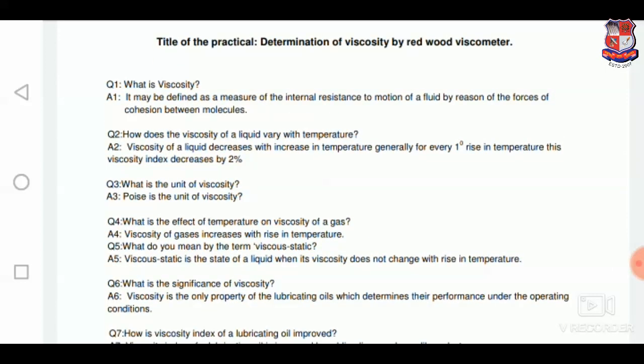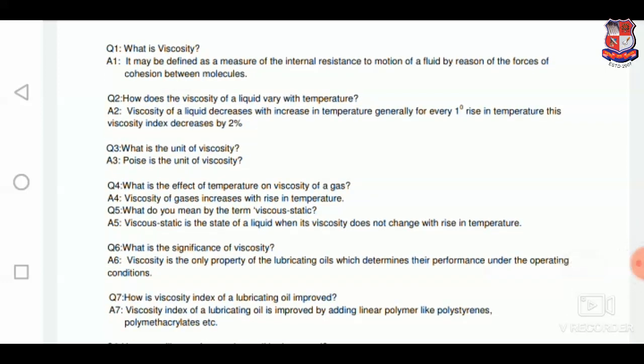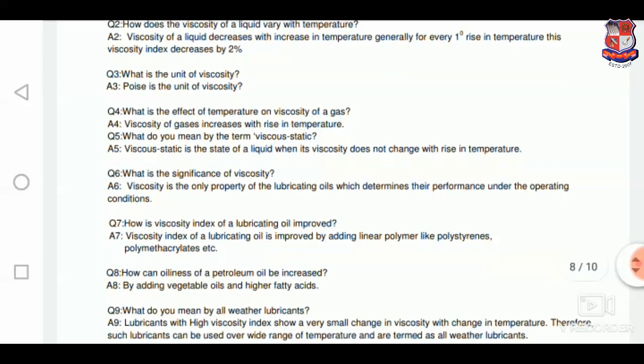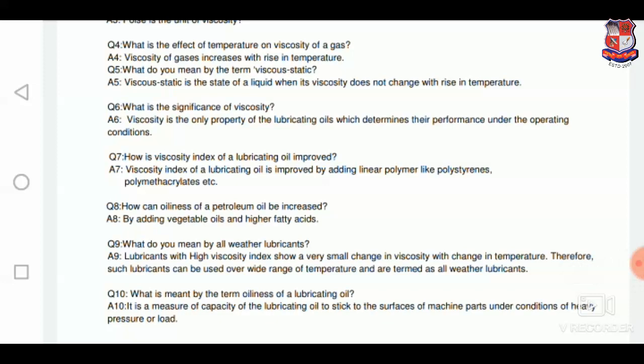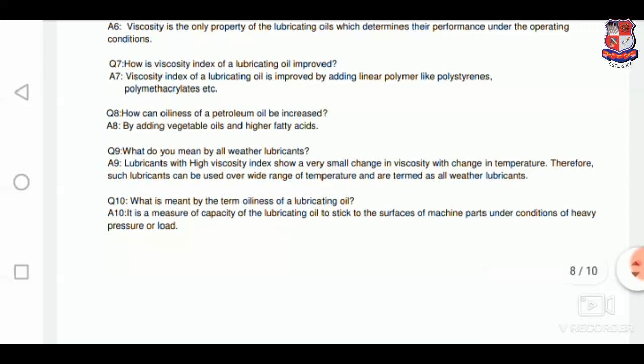Determine viscosity by Redwood viscometer. Here there are some questions like, what is viscosity? The answer may be that it is defined as a measure of the internal resistance to motion of a fluid by reason of the forces of cohesion between molecules. The unit of viscosity is poise. Significance of viscosity: viscosity is the most important property of lubricant oils and their performance under operating conditions.